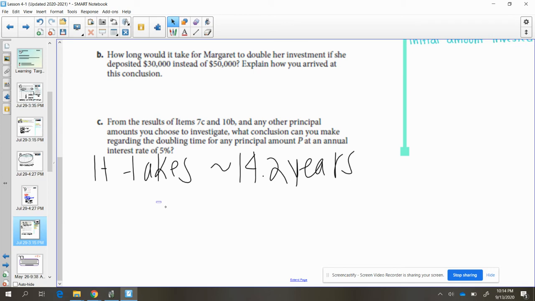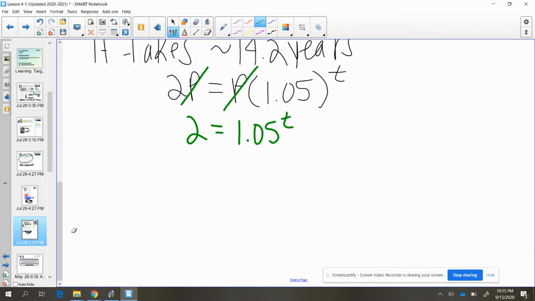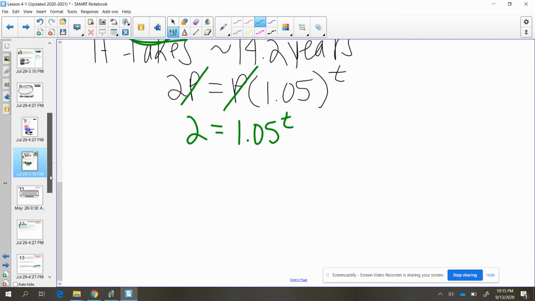And the reason is, if we are trying to double our principal amount, and this is our constant setup here, when we start solving, dividing by that principal amount is going to give us this same setup each time, and that's going to cause that same thing. So doubling time will consistently be the same for the 5% years. Now, if the rate changed to something else, the doubling time would take a different amount of time. Okay?